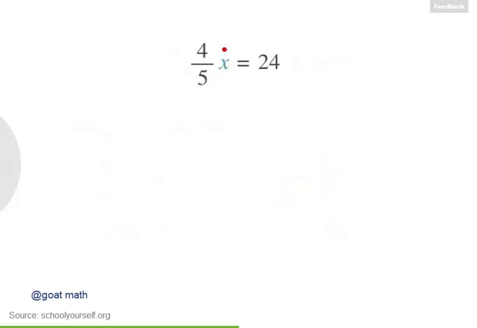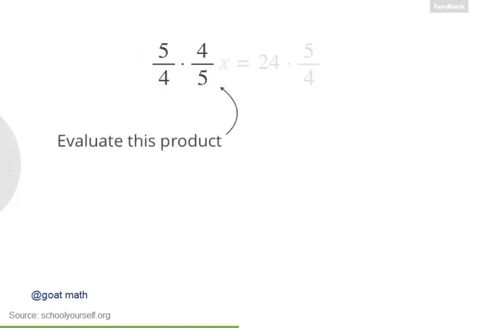Next, here's an equation where the variable is being multiplied by a fraction, 4/5. So how can we solve this one? Well, let's multiply both sides by the fraction's reciprocal, meaning we flip the numerator and the denominator. So we're multiplying both sides by 5/4. Why are we doing this? Well, let's look at this part of the equation over here. What's 5/4 times 4/5? And to review multiplying fractions like these, click down here.